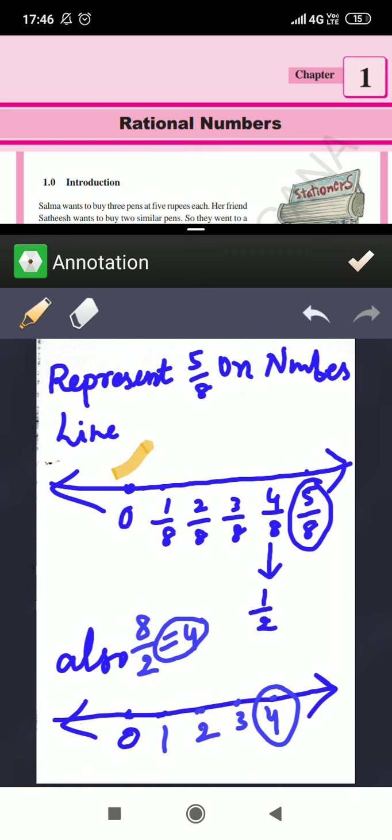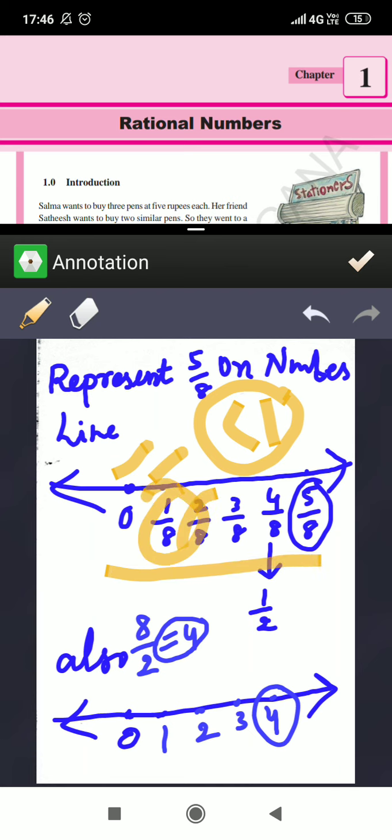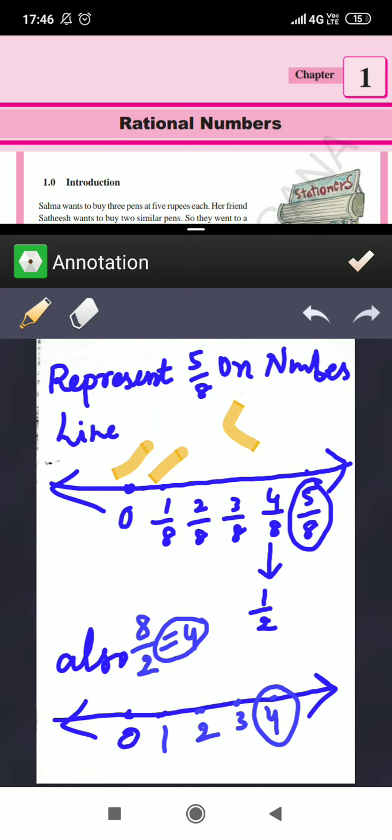So starting from 0, you take 1 by 8 in the denominator. This is a proper fraction, which is less than 1 as the result. So you should observe this process. Whenever you get an improper fraction, that is, a result greater than 1, then you can see it like that. So now you can write 1 by 8, 2 by 8, 3 by 8, 4 by 8, 5 by 8. They are asking only 5 by 8 as our result. So it is represented here. This is the point.